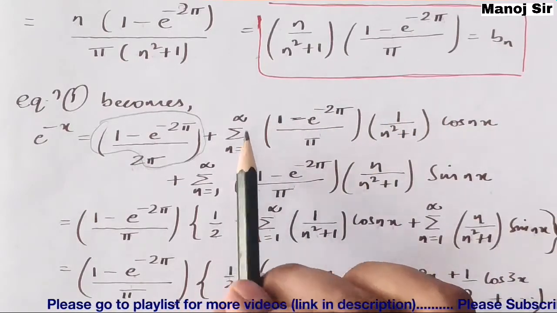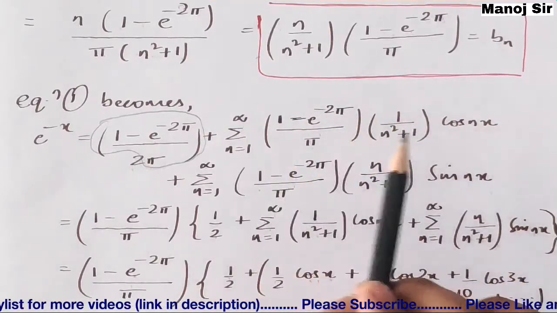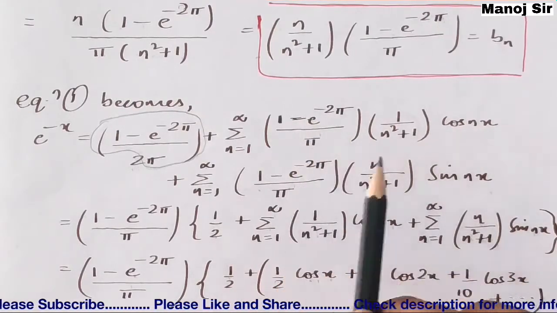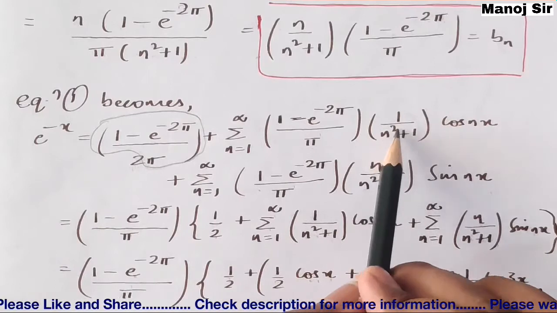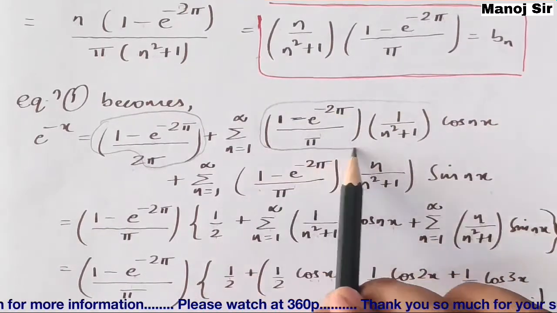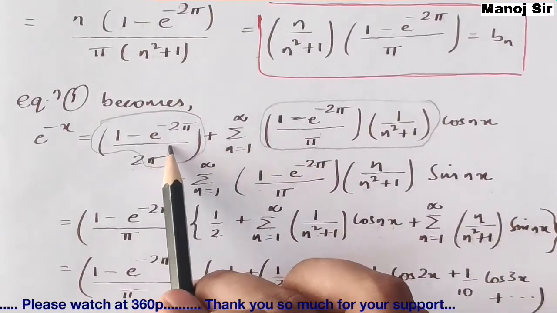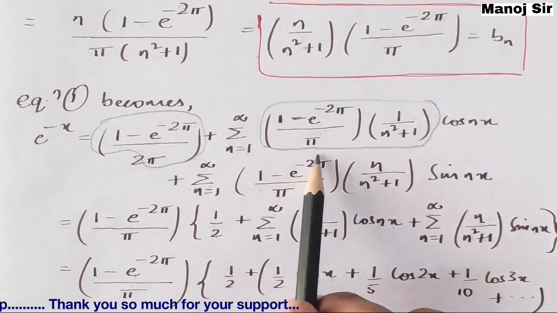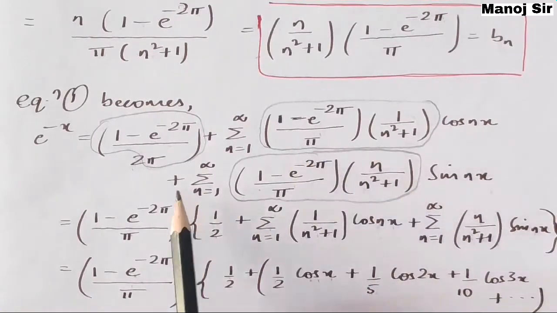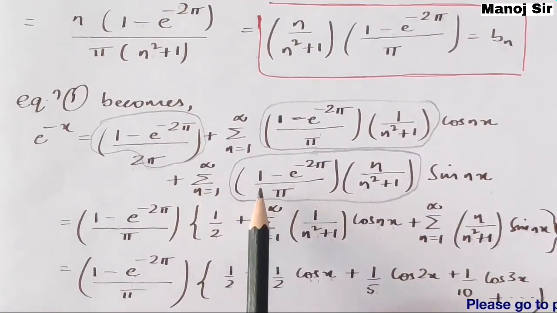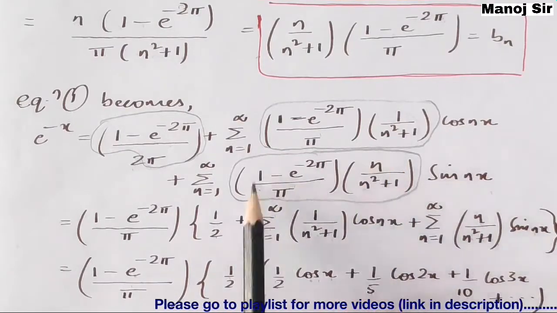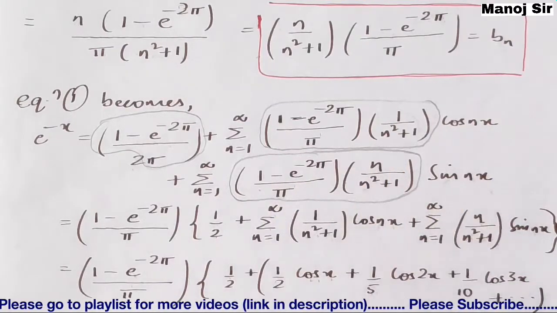That is summation n equals 1 to infinity, this is an and this is cos nx. So an equals 1 minus e to the power minus 2 pi upon pi, into 1 upon n square plus 1 into cos nx. This is the value of an. This is the value for a naught, this is the value for an, and this is the value for bn. Summation n equals 1 to infinity, 1 minus e to the power minus 2 pi upon pi into n upon n square plus 1. This is the value for bn into sin nx.